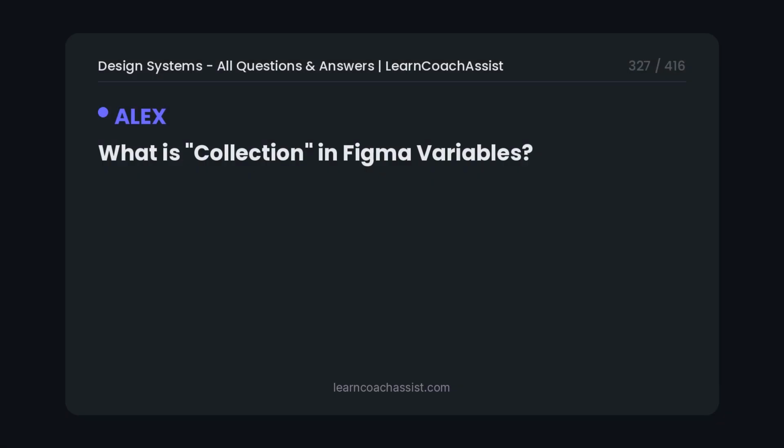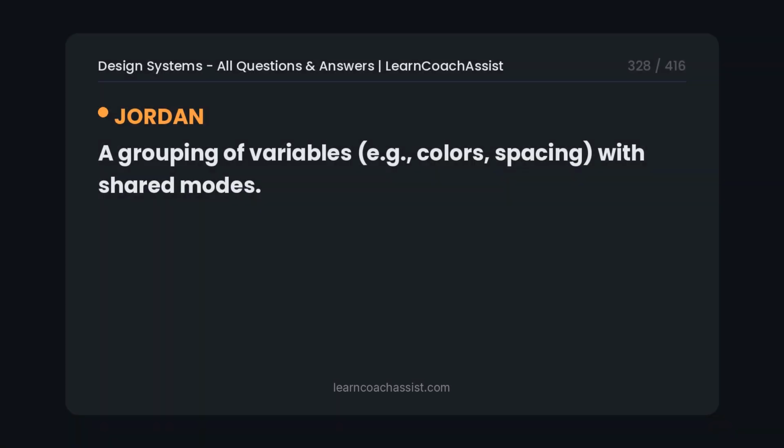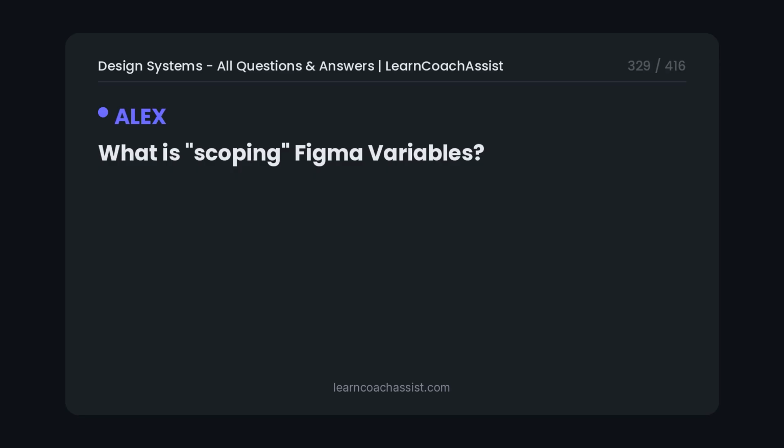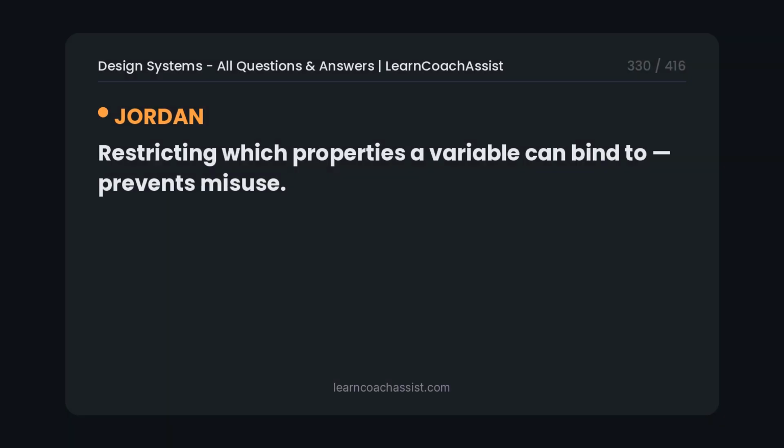What is collection in Figma variables? A grouping of variables, e.g., colors, spacing, with shared modes. What is scoping Figma variables? Restricting which properties a variable can bind to, prevents misuse.